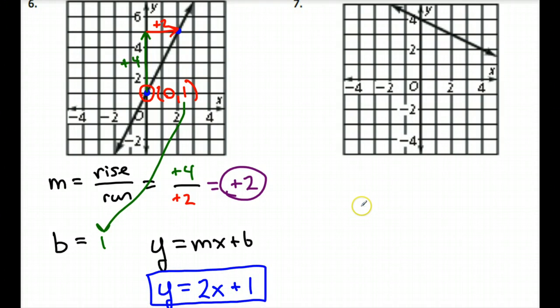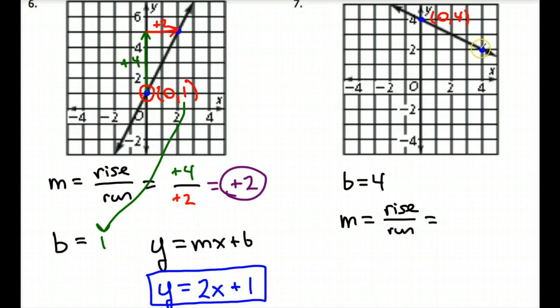I'll do a similar thing for number 7. I'm going to locate 2 points for this one. The first point I'm going to locate is going to be my y-intercept. So that's the point (0, 4). So that right there tells me that my b value is going to be equal to positive 4. Now I just need to find my m value, so I need to calculate my rise over my run. To do that, I need a second point on my line. I'll go ahead and pick, let's see, this point right here.